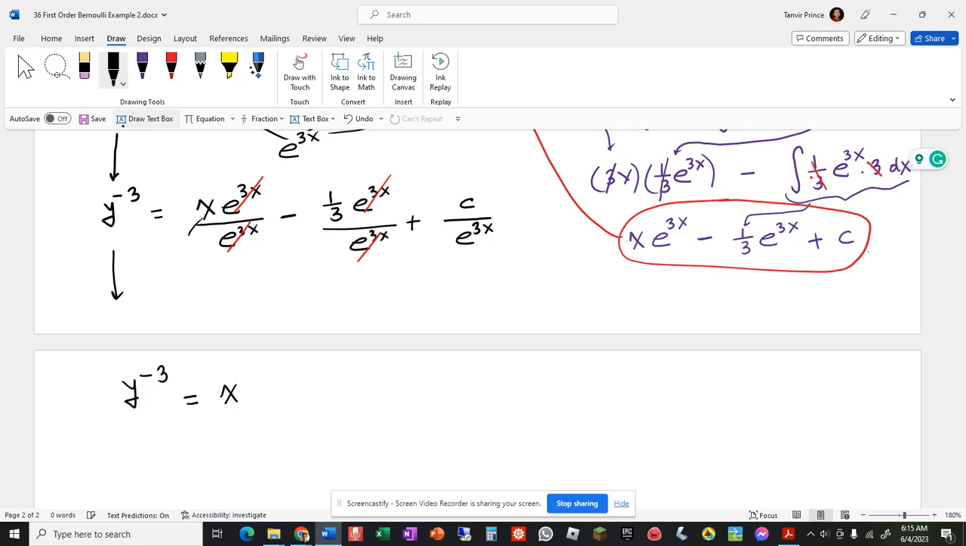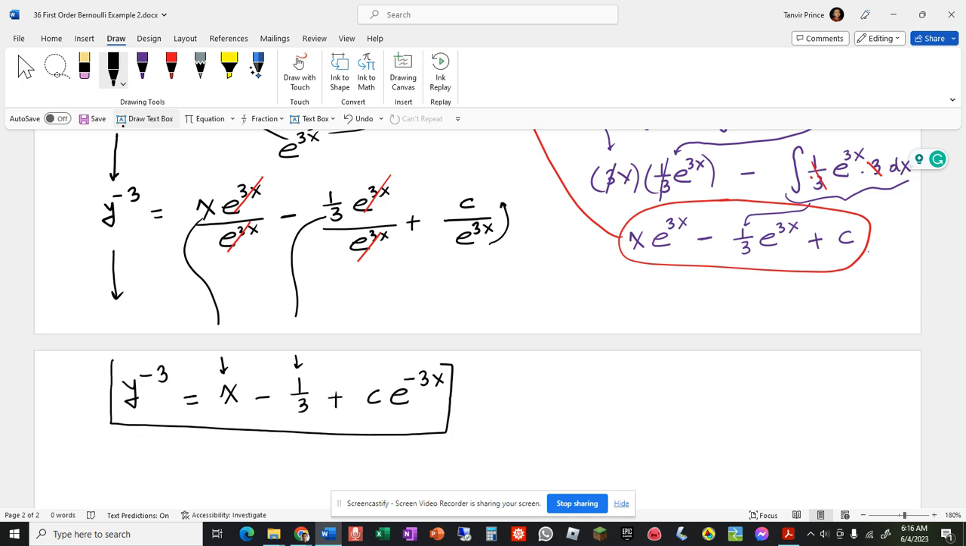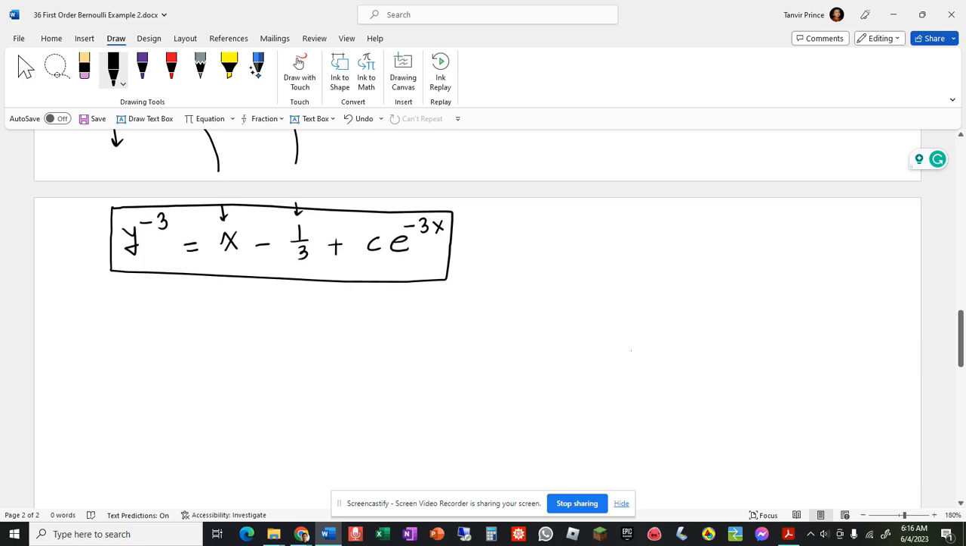So all I have is x here minus 1/3. That's all I have here, plus c e to the power negative 3x. I can just move it on the top. And that's it. You can leave the answer like this. That's your final answer.